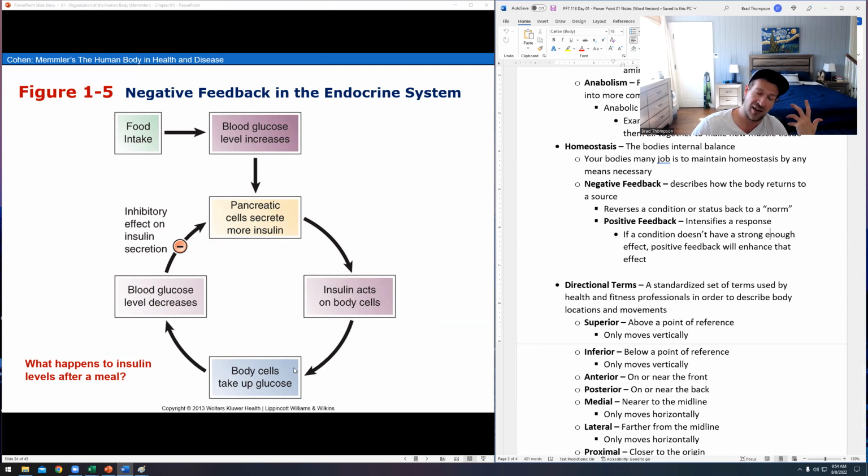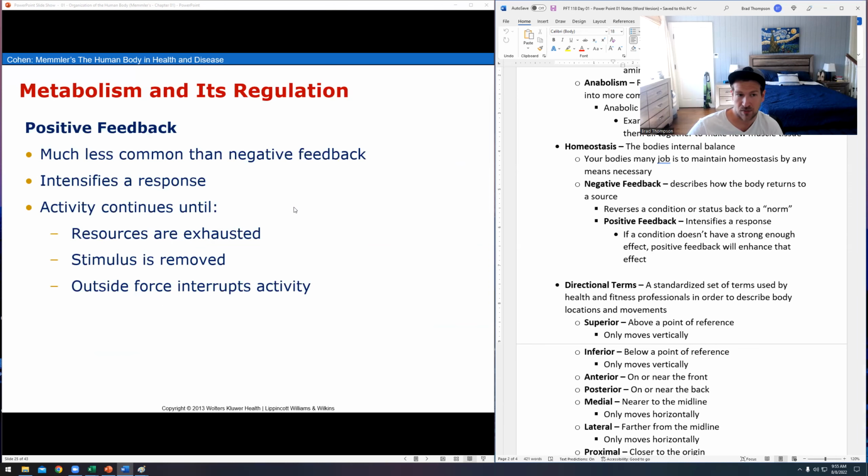Insulin takes that sugar out of the blood, blood sugar levels decrease back to normal, and we've used negative feedback to return us back to our source. And then we don't eat for a couple hours and our blood sugar level gets too low and it tells us to intake food and the process repeats, right?